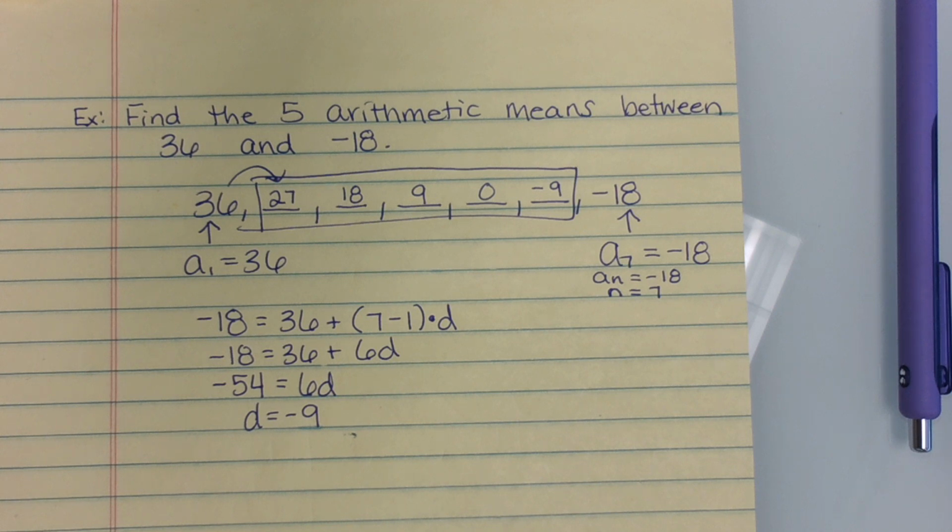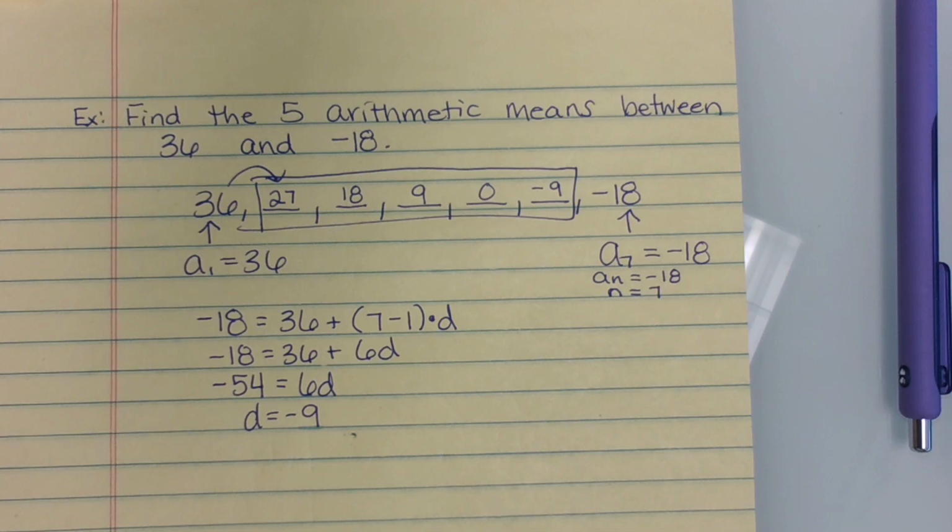Which would probably be easiest, smallest to biggest or biggest to smallest? Would it be easier to put the numbers in order from small to big or from big to small? Generally, we do smallest to biggest if we get to choose. My point being, if you chose to write it out 36, blank, blank, blank, blank, blank, negative 18, beautiful. If you chose to write it out negative 18, 1, 2, 3, 4, 5, 36, either way should get you the exact same geometric means. The difference will be if D is positive or if D is negative.